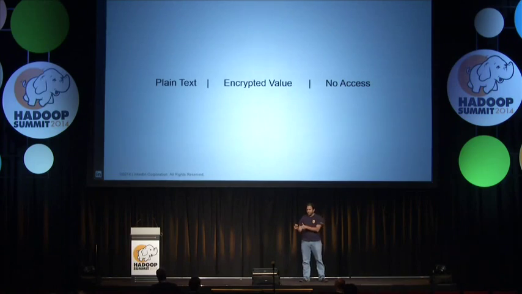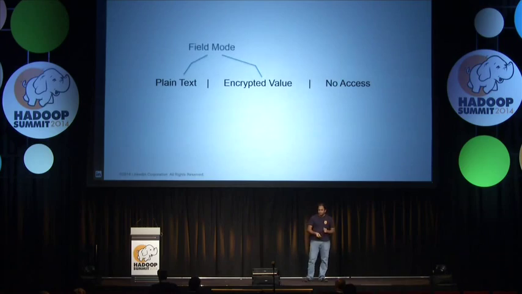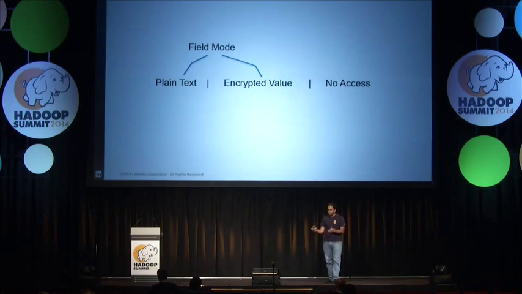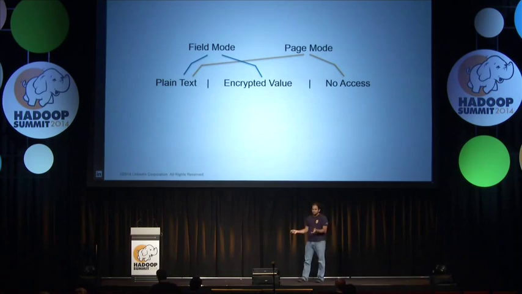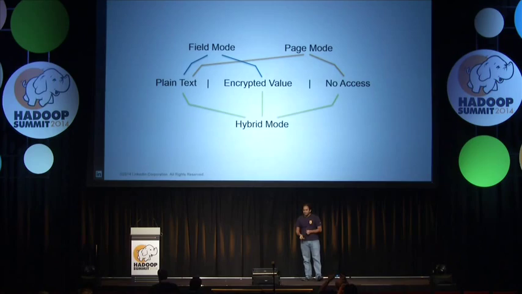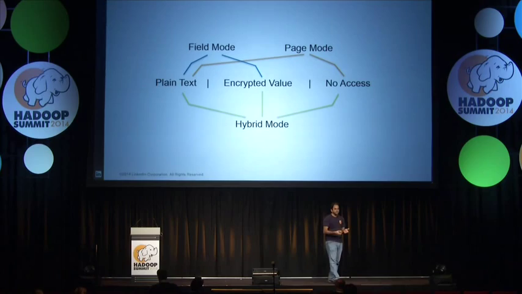To summarize, you have the plain text value, you have the encrypted value, and you have no access. These are the three kinds of access that you can provide. The field mode provides plain text access and the encrypted value, so you can choose between these two. The page mode provides plain text access and no access. And hybrid mode does all three. So again, we are limiting the exposure of the data and also making sure that people can do their job.